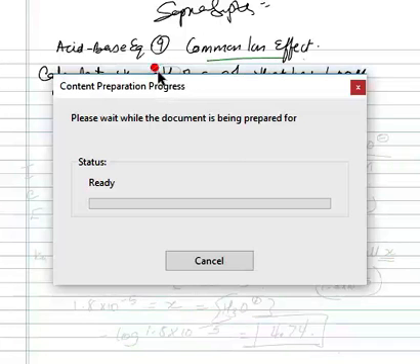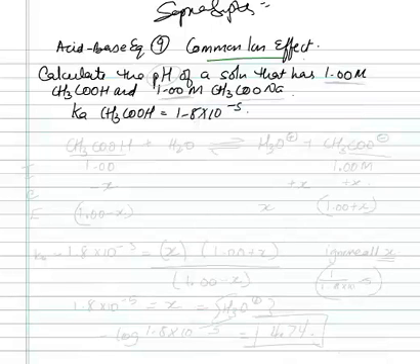Common ion effect. For the common ion effect, it means that you have some common ions in there. You have more than one type, or you have more than one of those. So calculate the pH of a solution that has 1.00 molar of acetic acid and 1.00 molar of sodium acetate. All right, and the Ka is given to us.